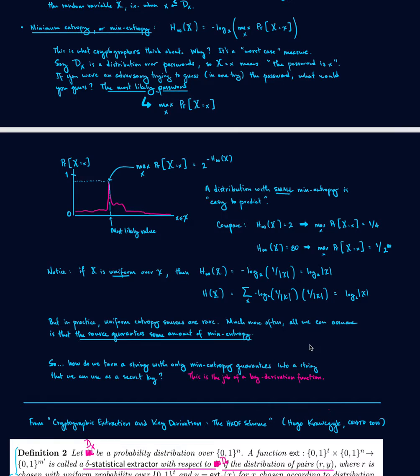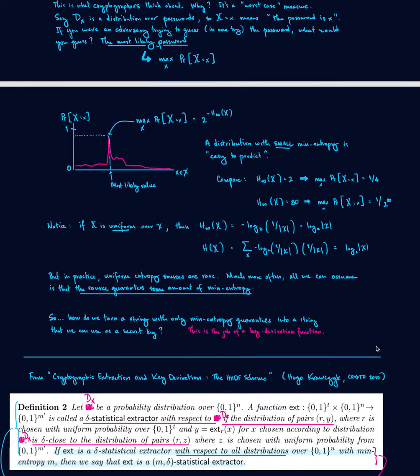And so in applied cryptography, what we're left with is this problem of, given that I can get random but not uniform bits, how do I turn those into a string of uniform bits? This is the job of the key derivation function.